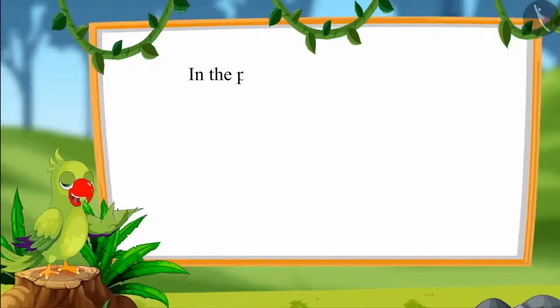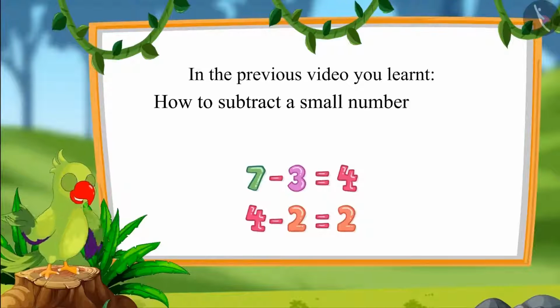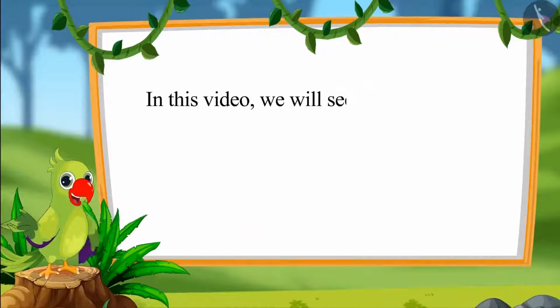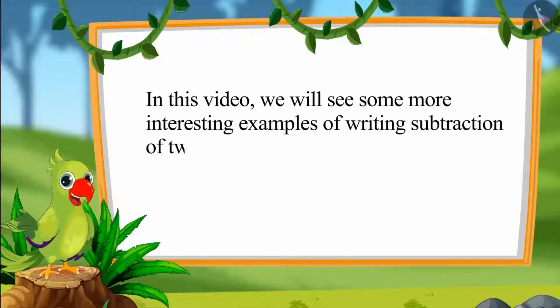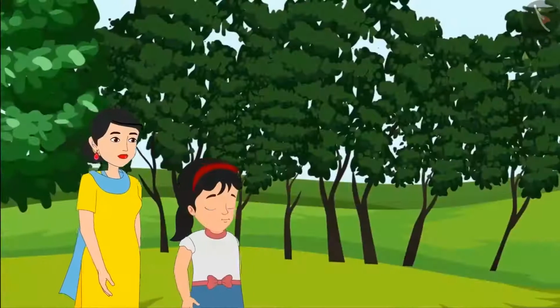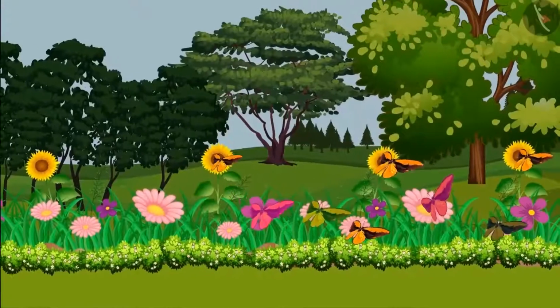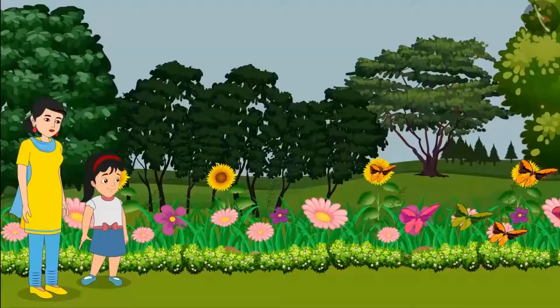So children, in the previous video, you learned how to subtract a small number from a large number in a systematic way. In this video, we will see some more interesting examples of writing the subtraction of 2 numbers in a systematic way. Pinky is strolling in the garden with her mother. She sees some butterflies on a bunch of flowers.